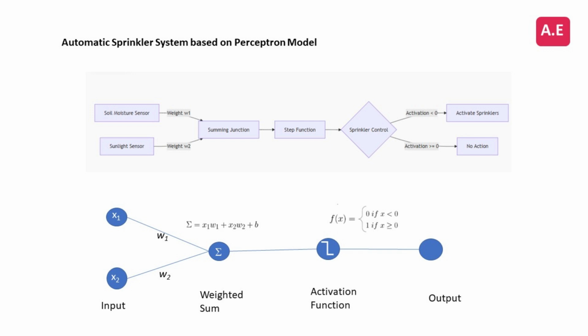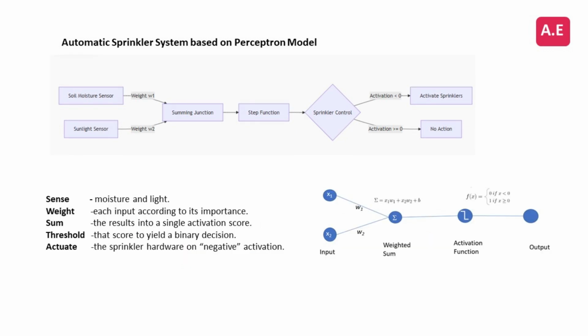The main components of the perceptron-driven controller are: 1. Sense moisture and light. 2. Weight each input according to its importance. 3. Sum the results into a single activation score. 4. Threshold that score to yield a binary decision. 5. Actuate the sprinkler hardware on negative activation. This Perceptron-inspired controller is easy to understand, quick to compute, and most importantly straightforward to tune so that the garden receives just the right amount of water.